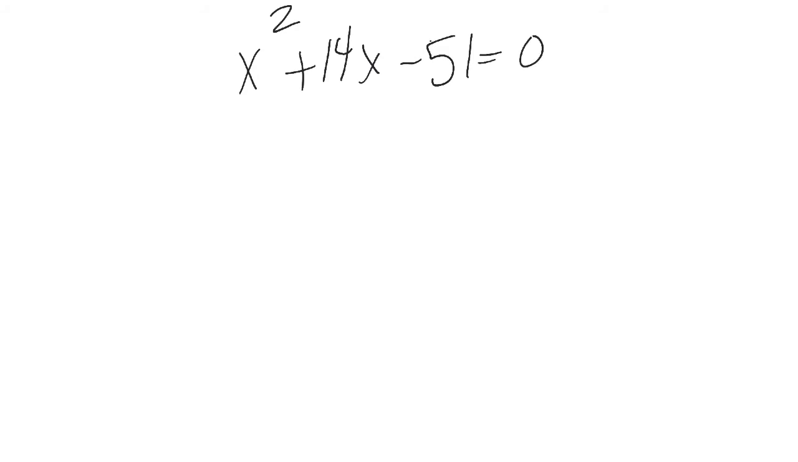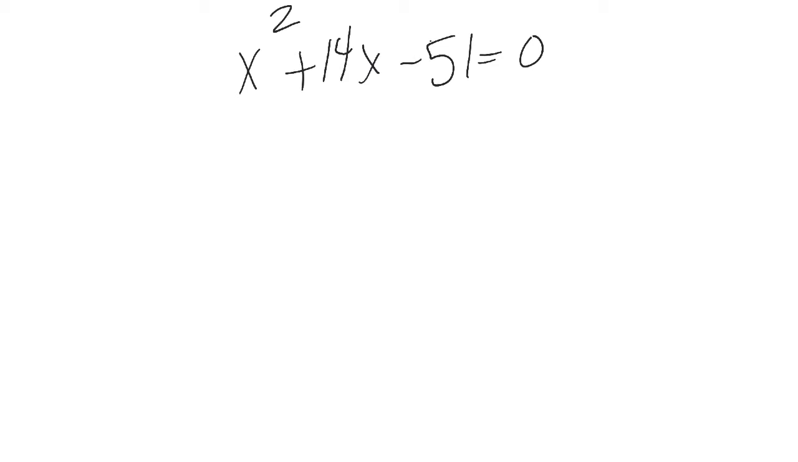Okay, so I want to solve this by completing the square. The reason I want to do that is because I know that I can treat this the same way we did when we were getting stuff in vertex form before. And I know it's kind of easy because there's no number out front. So I want to do this by completing the square.